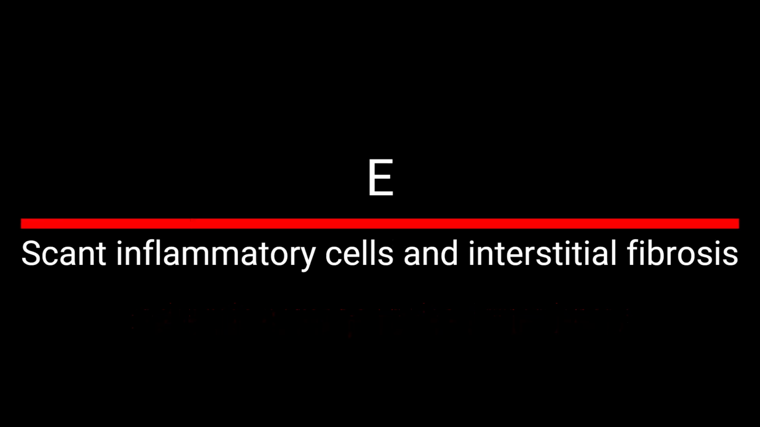E. Scant inflammatory cells and interstitial fibrosis. Scant inflammatory cells and interstitial fibrosis is most characteristic of chronic rejection. Chronic rejection is a process mediated by host T lymphocytes and B lymphocytes as well as antibodies, and classically occurs months to years following solid organ transplantation.